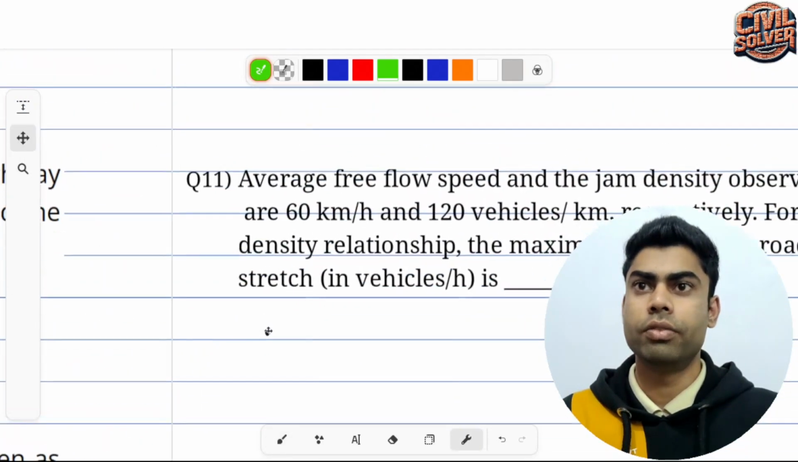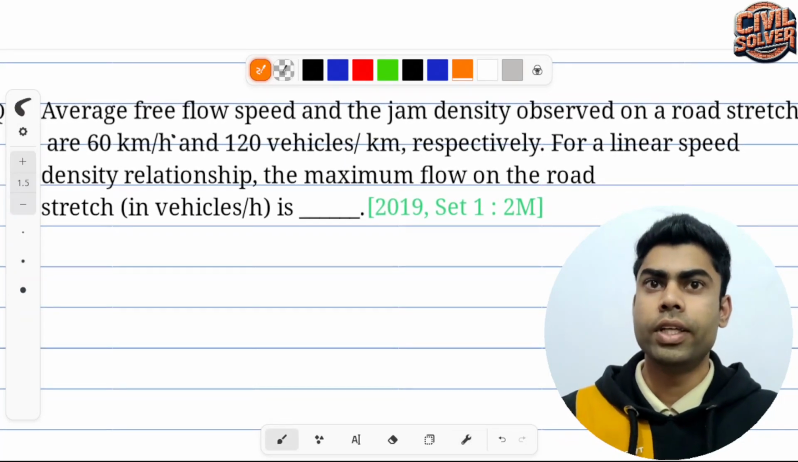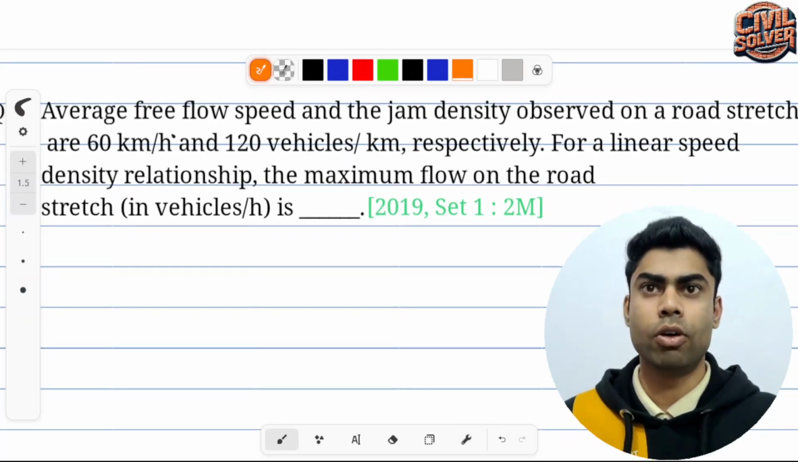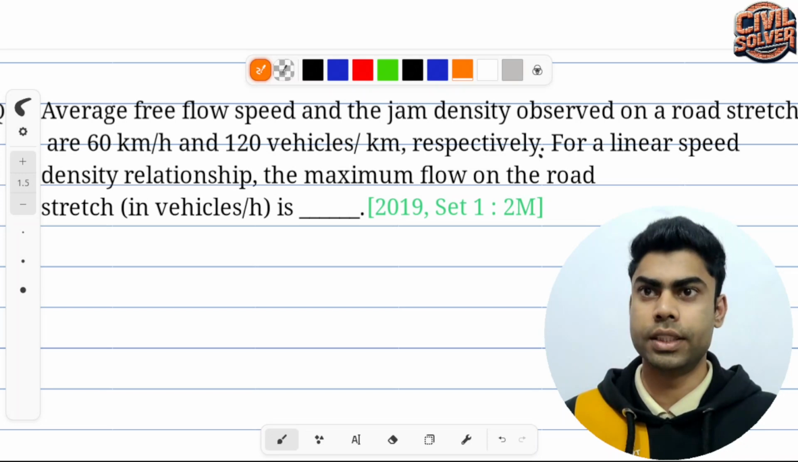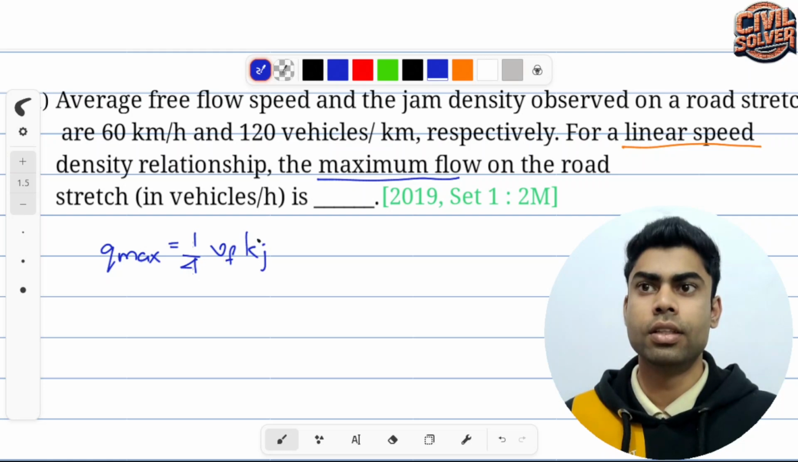Moving on to the next question, we have question number 11. The question says, average free flow speed and the jam densities observed on a road stretch are 60 km/h and 120 vehicles per kilometer respectively. For a linear speed density relationship, the maximum flow on the road stretch is, again, a direct formula based question. We know that for a linear speed density relationship, that means Greenshield's model, the maximum flow Qmax is simply 1/4 VF Kj. VF is given as 60 and Kj is given as 120.